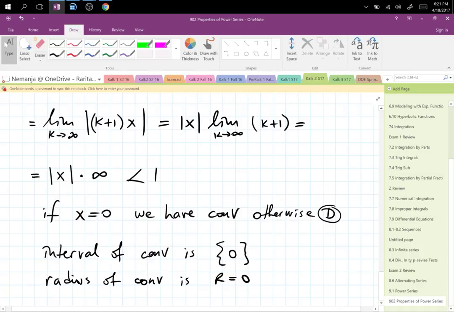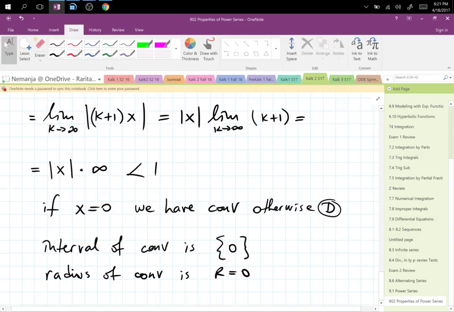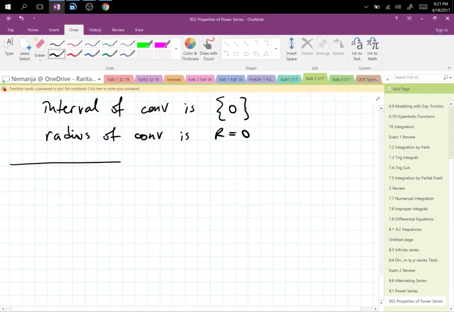So power series can converge on the infinite interval, finite interval, or at one point. All of that is summarized in theorem 9.3 on page 678. Power series can converge on an infinite interval, finite interval, or at one point.